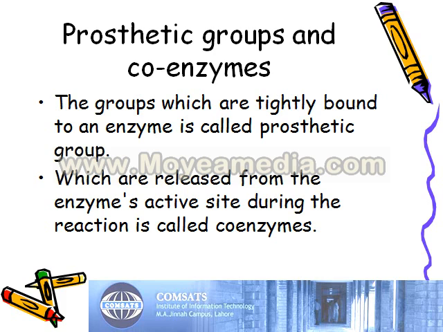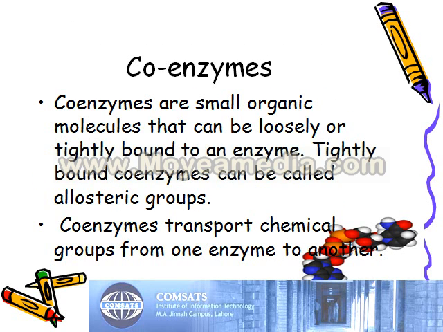Now, what are prosthetic groups and coenzymes? The groups which are tightly bound to an enzyme are called prosthetic groups, and the groups which are released from the enzyme's active site during the reaction are called coenzymes. Coenzymes are small organic molecules that can be loosely or tightly bound to an enzyme. Tightly bound coenzymes can be called allosteric groups. Coenzymes transport chemical groups from one enzyme to another enzyme.